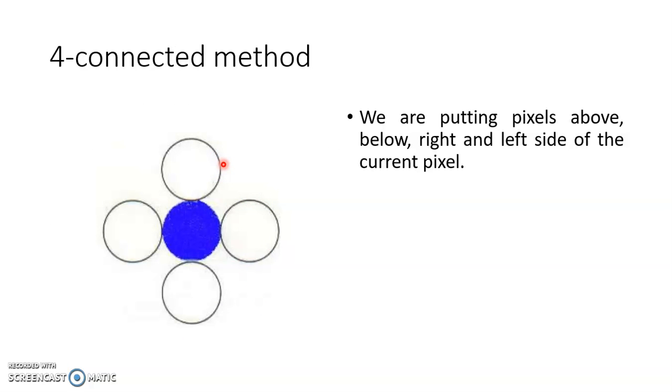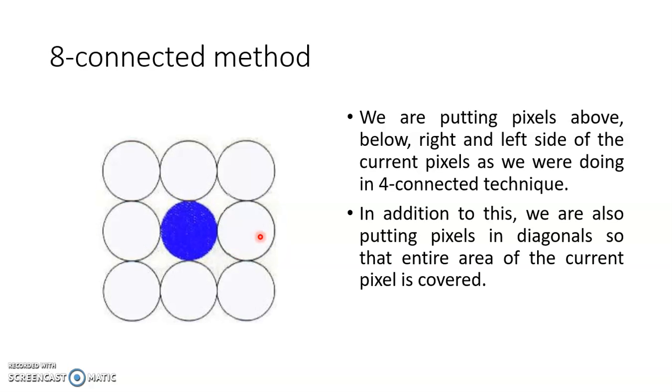Let us see the four connected method used for seed fill algorithm. The blue color pixel, which is represented as the current pixel, is surrounded by four pixels, that is above, below, right and left side of the current pixel. In the four connected method, these four pixels will be filled.